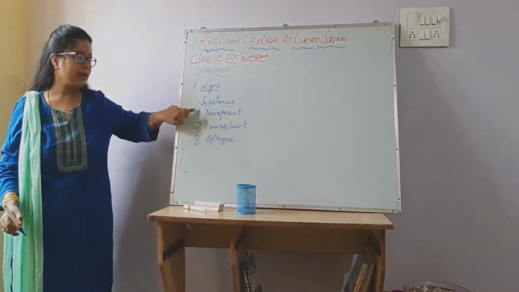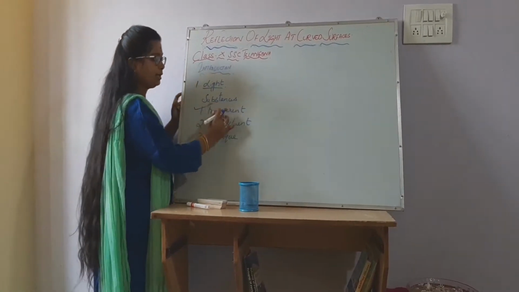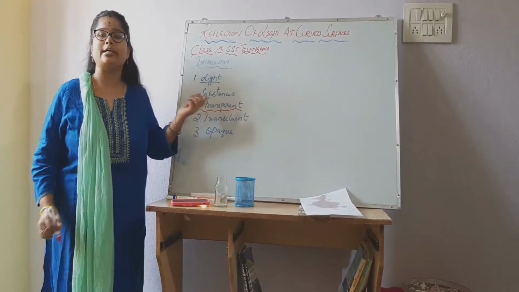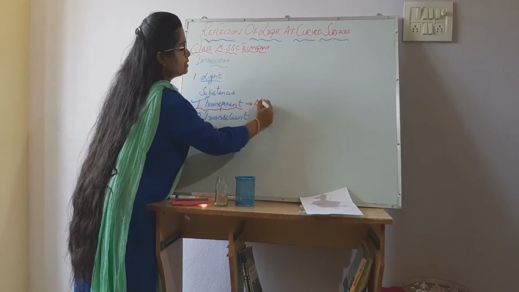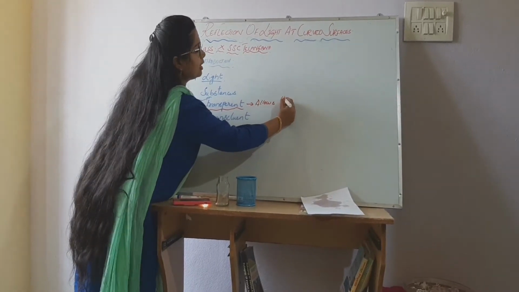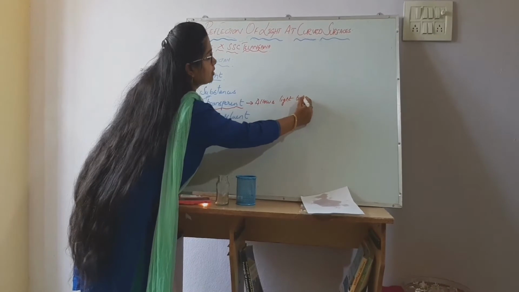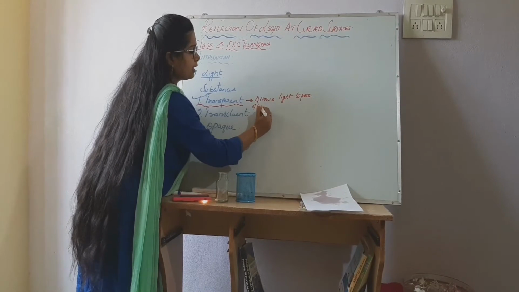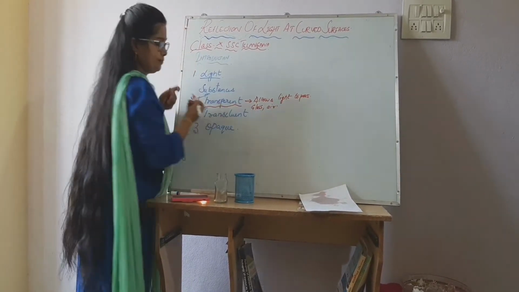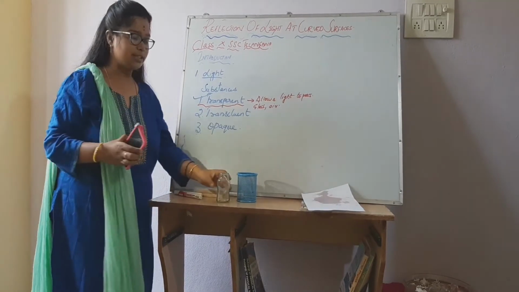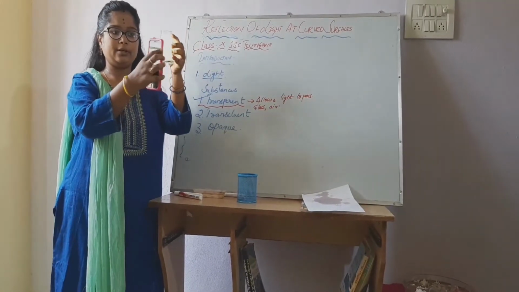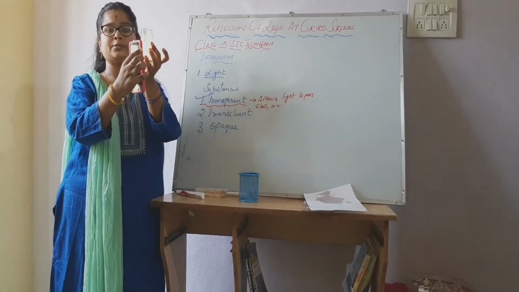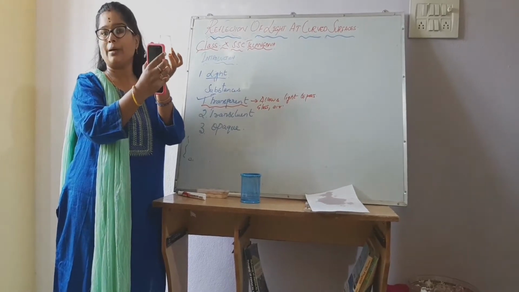First, let me start with the transparent substance. A transparent substance is one which allows light to pass through it, such as glass, air, etc. Here you can see this is a glass. When I put light into it, it is a transparent substance. It allows light to pass through it.